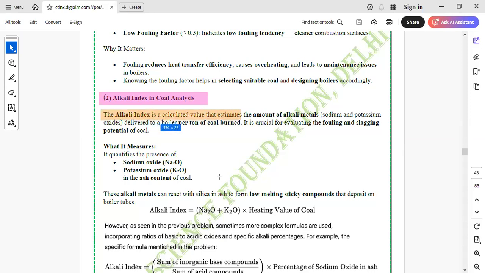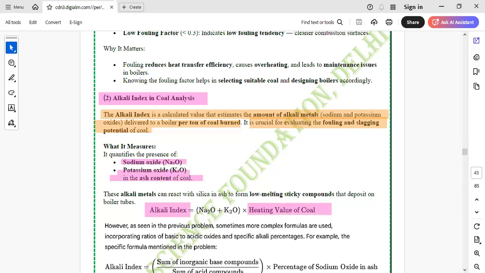So the alkali index is a calculated value that estimates the amount of alkali metals, sodium, potassium, and oxides delivered to the boiler per ton of carbon burned. For each ton of carbon burned, how much of these oxides we supply to the boiler. That is alkali index, and it is crucial for evaluating fouling and slagging potential of coal. Right. So then, what does it measure? It measures sodium oxide, potassium oxide, and ash content of the coal, and the formula is alkali index is equal to sodium oxide plus potassium oxide into heating value of coal.